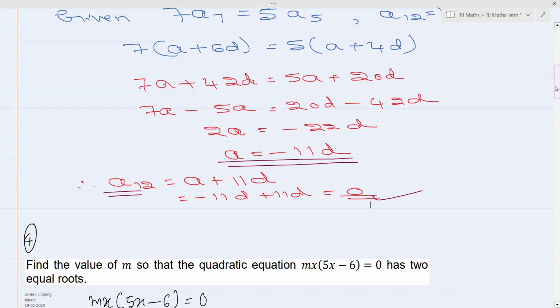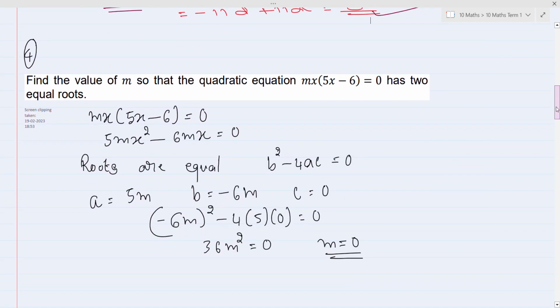We move on to the next question, that is question number 4. Find the value of M so that the quadratic equation mx multiplied with (5x minus 6) is equal to 0 has two equal roots. So if we open the bracket, it is 5mx square, mx multiplied with minus 6 is minus 6mx, is equal to 0.